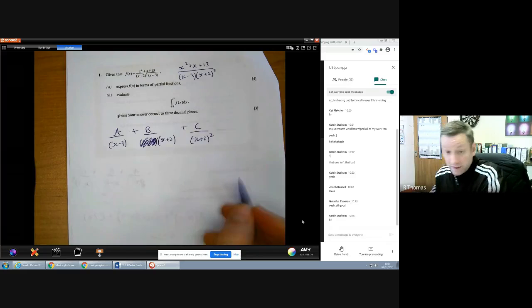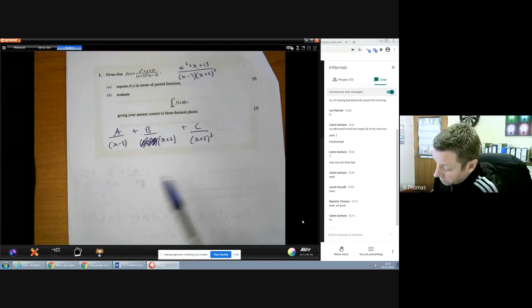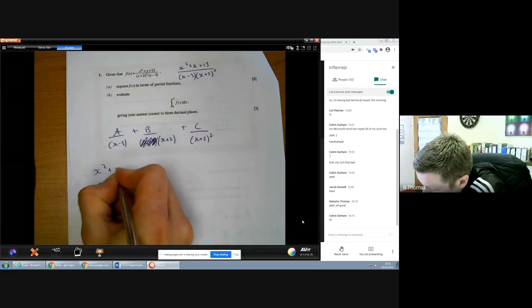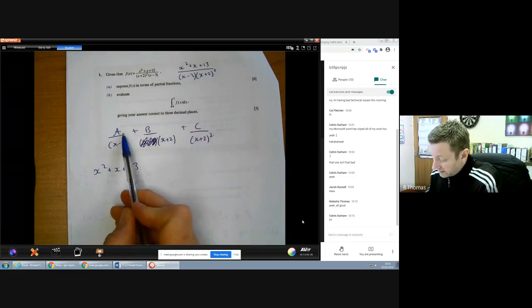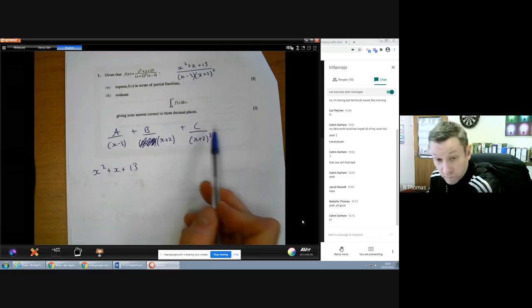Sorry, not 1 of each, just when it comes upstairs. It's just the linear term there. I do apologize. Right, so write down the numerator, x squared plus x plus 13. This term comes up by A, 1 of each comes up by B, this one comes up over by C.